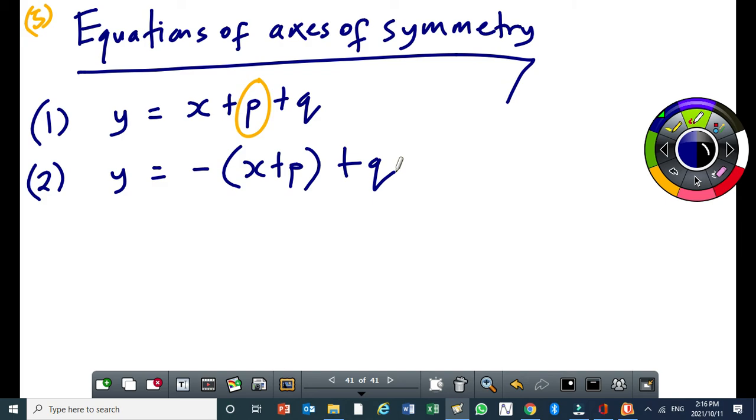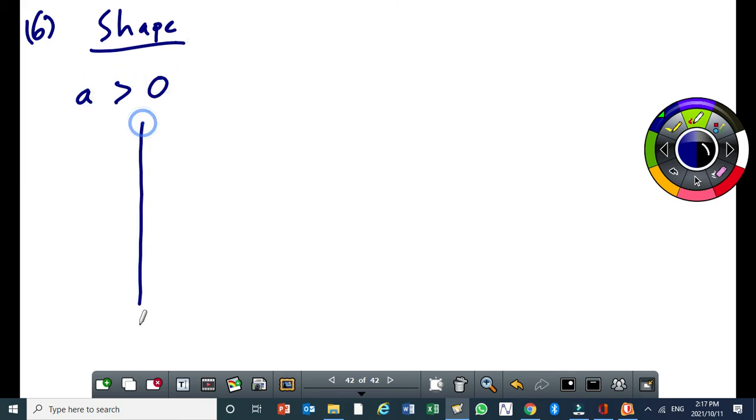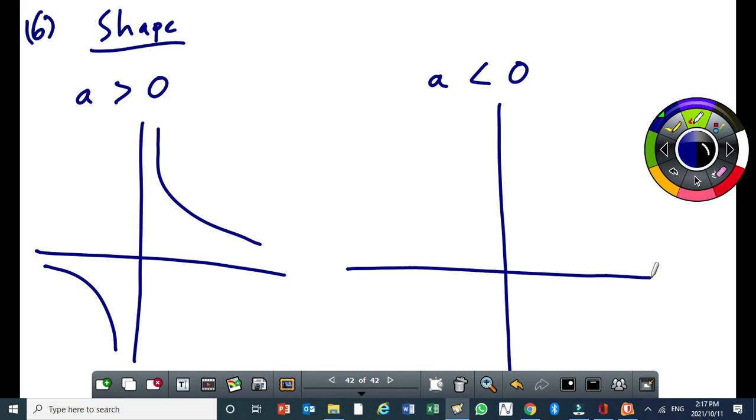Okay, let's go to number 6, the shape. This is very important. The shape is determined by the value of a. So if a is positive, then when you sketch the hyperbola, it will be in the first quadrant and the third quadrant. If a is negative, you sketch it in the second quadrant and the fourth quadrant. Those are basics that you have to know from last year.